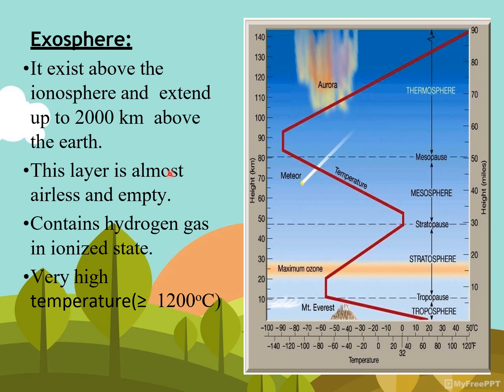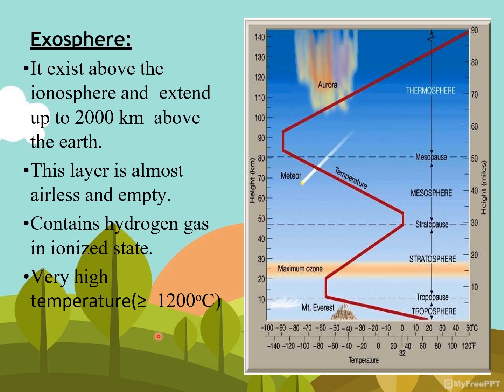And then the last one is the exosphere. It is the outermost sphere. It exists above the ionosphere and extends up to 2000 km above the Earth. This layer is almost airless and empty. It contains hydrogen gas in ionized state, with very high temperature, greater than 1200 degrees centigrade.